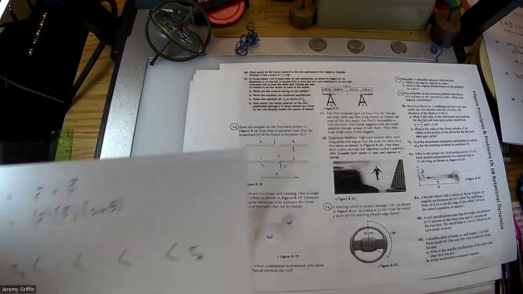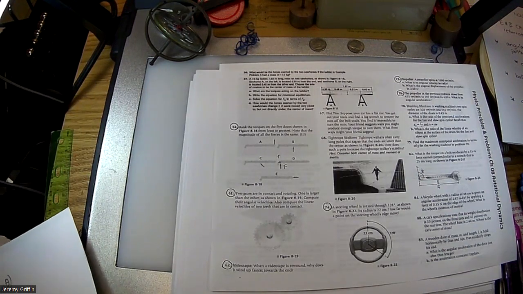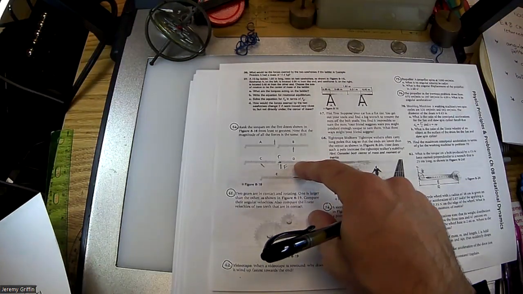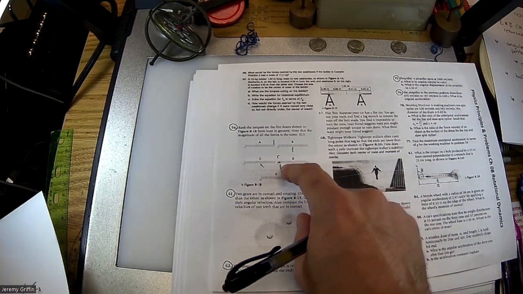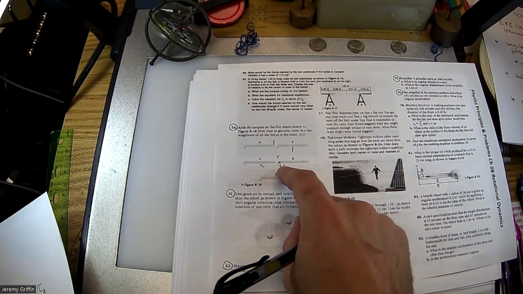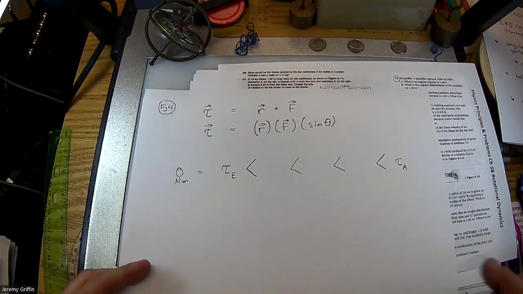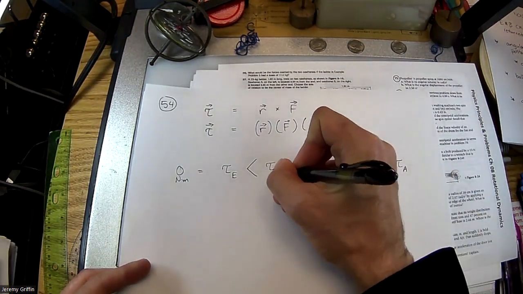How about D? Where do you guys think D ranks? Really high or really low? Really low, right? Because you're pushing really close to the hinges. So yeah, there's a tiny amount of torque, but hardly anything. You guys think that's probably going to be second least? Yeah. Let's put torque D right here.